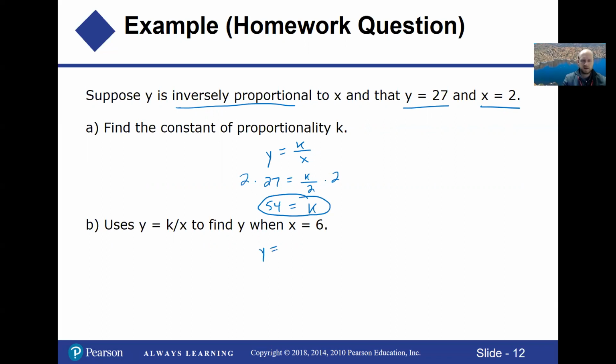And then we're going to use our equation to find y when x equals 6. So k we know now is 54. We substitute 6 for x. And when that's the case, y is equal to 9.